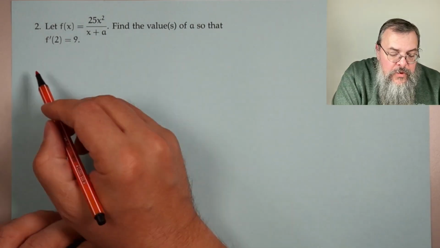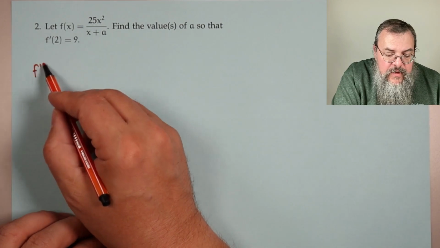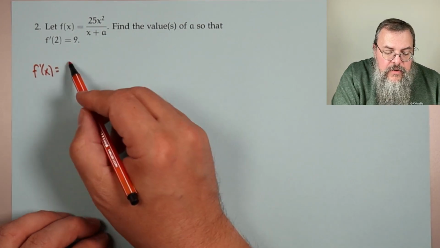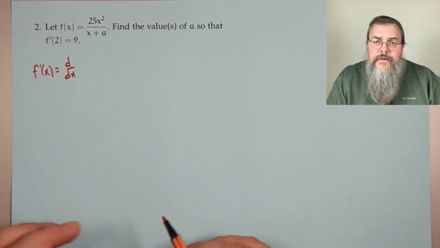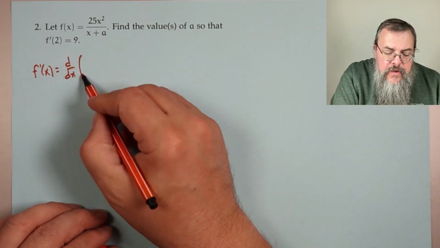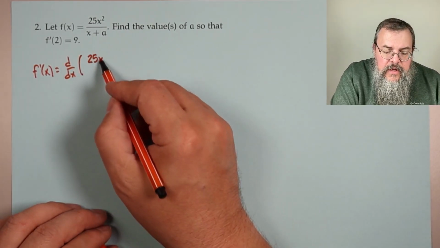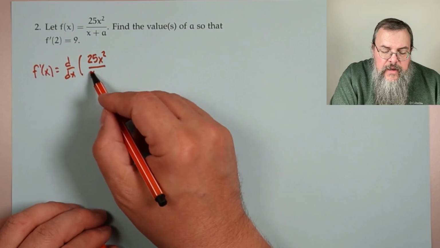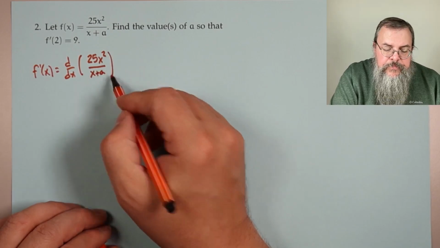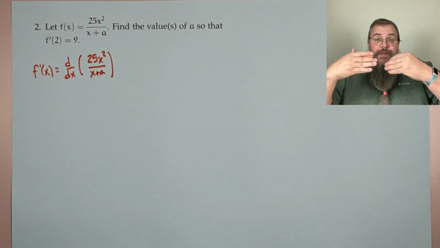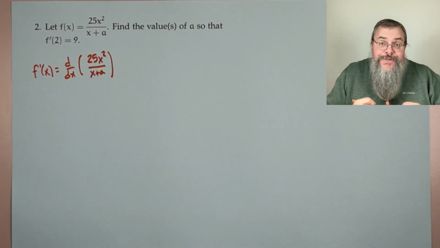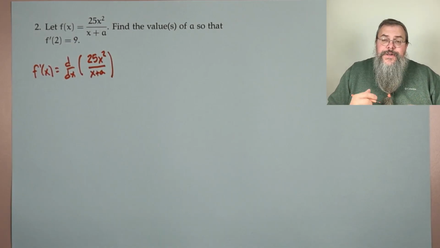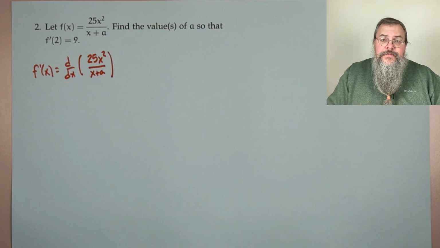So we're trying to figure out f prime of x. And we say, well, that's the derivative, because that's what f prime means, right? It says you're taking the derivative of something. The derivative, and we have 25x squared over x plus a. Now we see a fraction, or fancy term, quotient. So, there's a quotient rule.